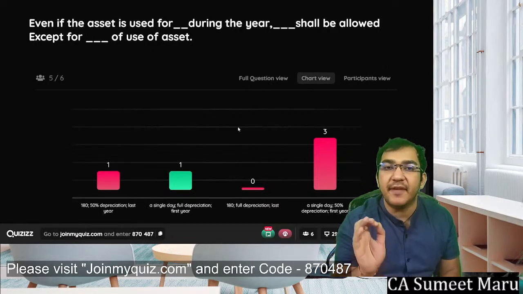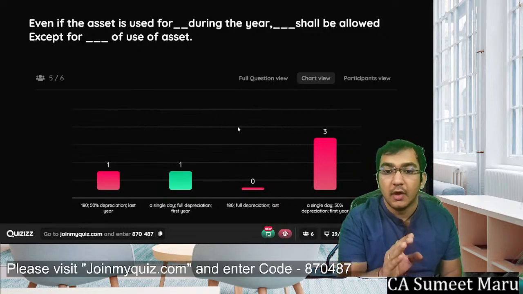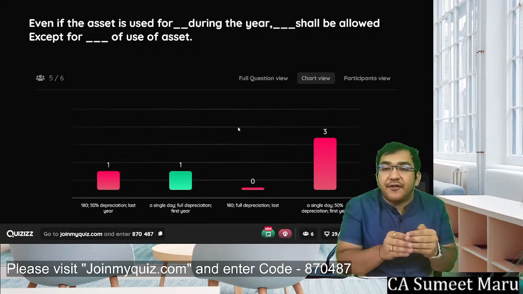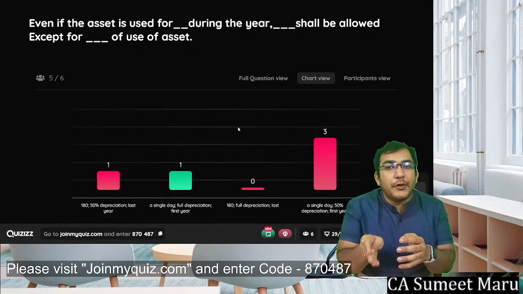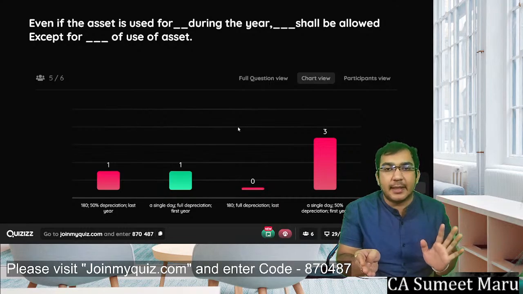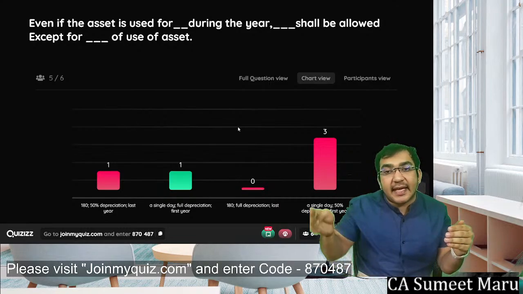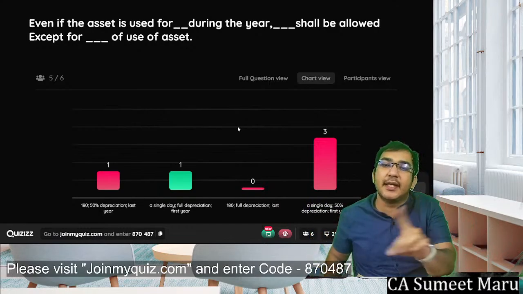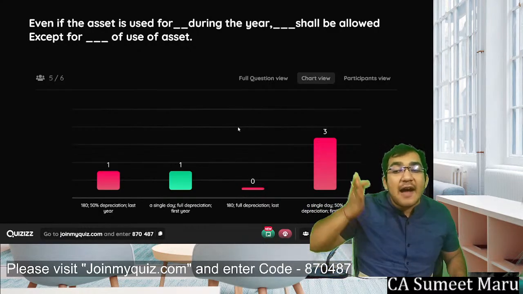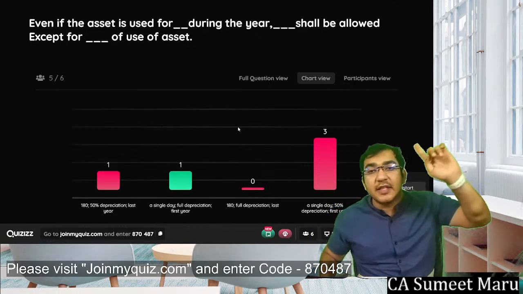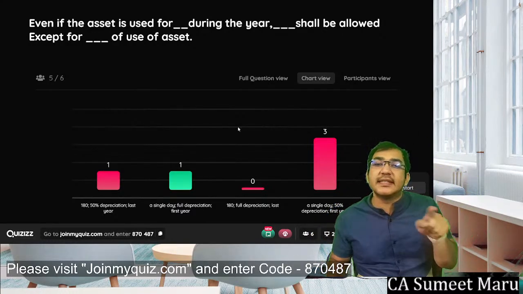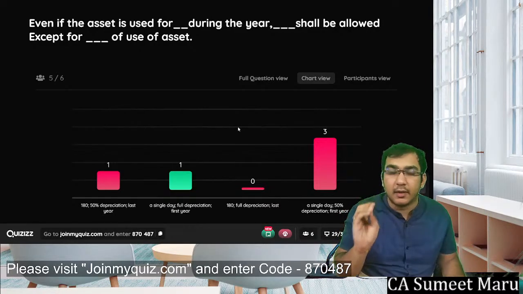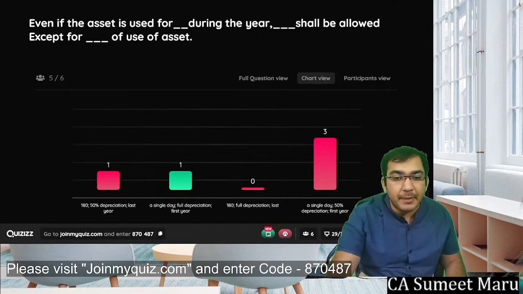C. Even if the asset is used for a single day, full depreciation shall be allowed except for the first year. See, for the first year, if you put to use for a single day, only half depreciation will be allowed. But for the second, third, fourth, fifth year, even if the asset is used for a single day, full depreciation is allowed. वो half depreciation की provision सिर्फ और सिर्फ first year में होती है, when you purchase and put the asset to use for less than 180 days. This was one of the very critical things we all learned, right? So option B was the right answer.